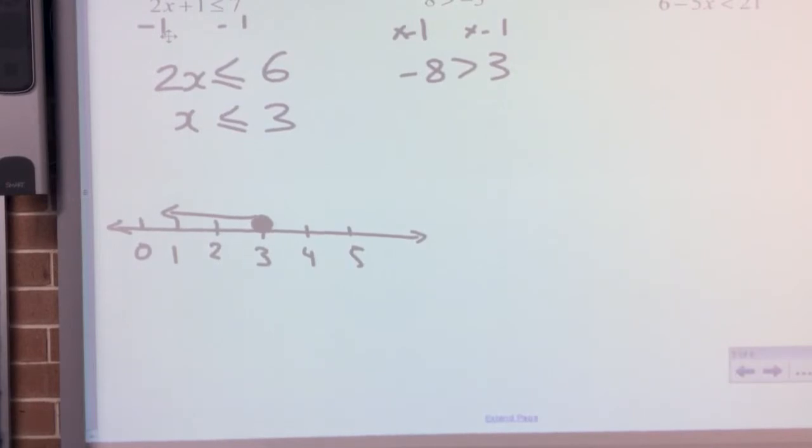How can I make it true? Swap it. What do you mean swap it? That's what he said.